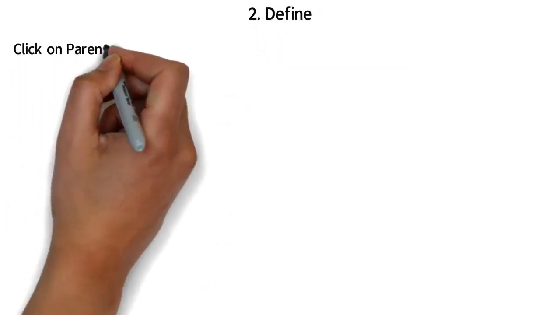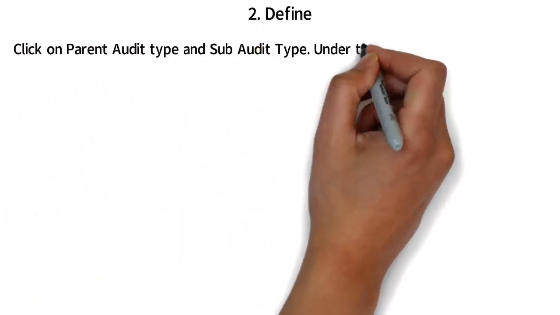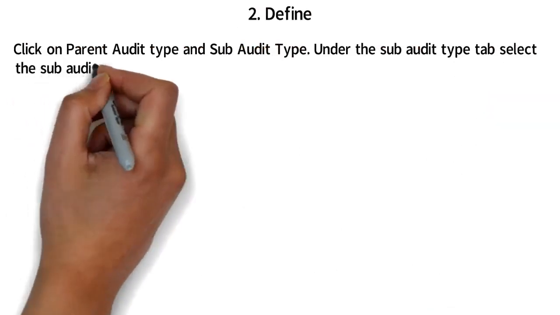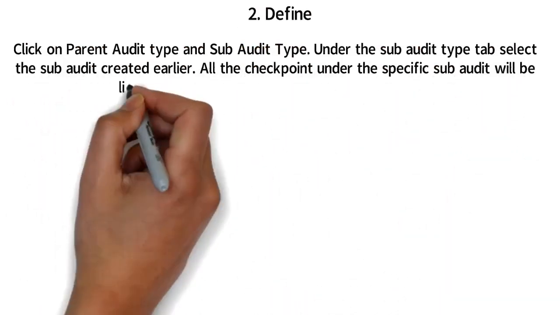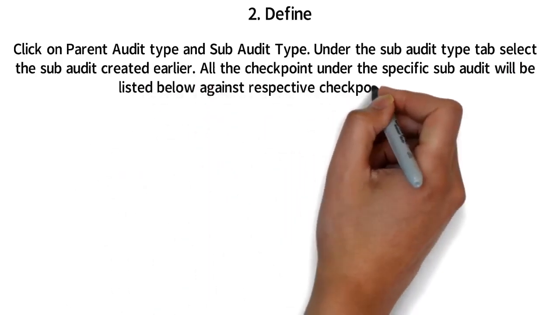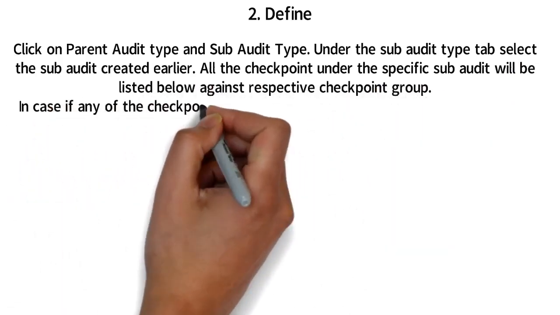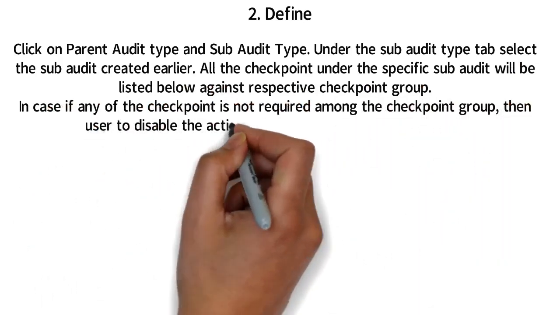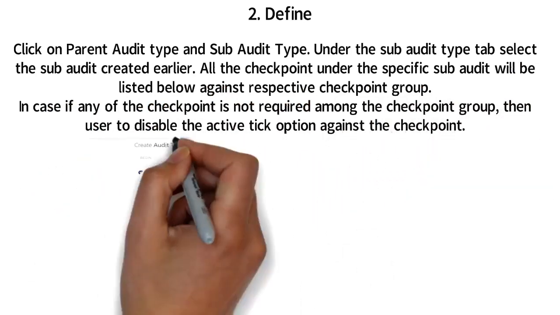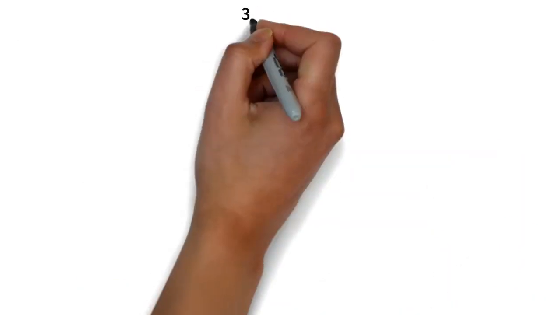Click on Parent Audit Type and Sub-Audit Type. Under the Sub-Audit Type tab, select the sub-audit created earlier. All the checkpoints under the specific sub-audit will be listed below against the respective checkpoint group. In case any of the checkpoints is not required among the checkpoint group, the user can disable the active tick option against the checkpoint.